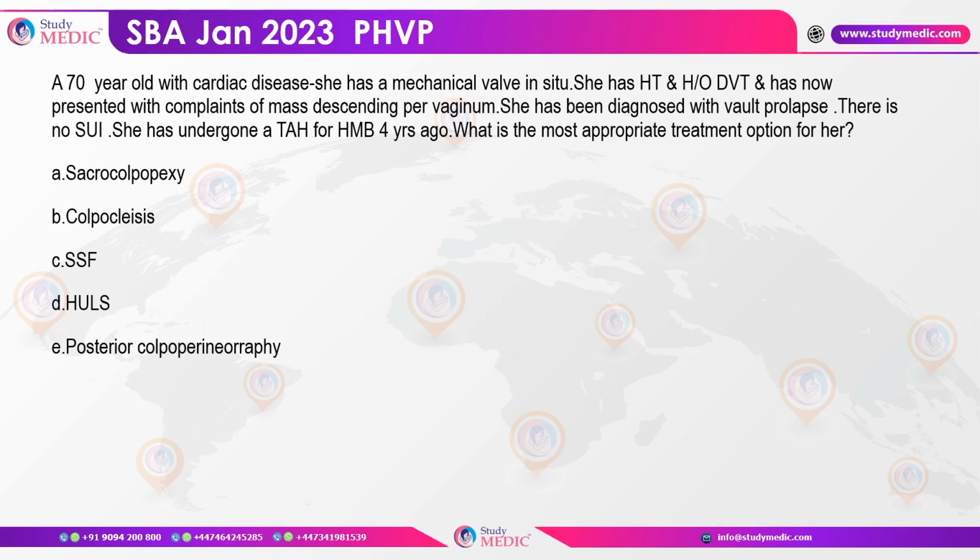Important things to consider here. She is 70 years old. She has a mechanical valve in situ. So a lot of medical comorbidities. Remember, women who present with a lot of comorbidities are not a good option for undergoing any type of surgical intervention. Offer her a colpocleisis, which is the least invasive type of surgery that you can offer her, and it can also be done under local anesthesia. Okay.